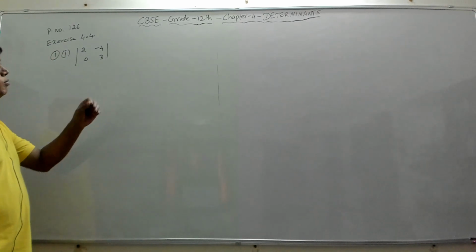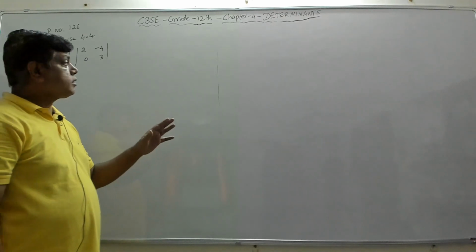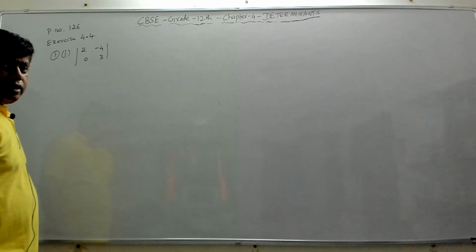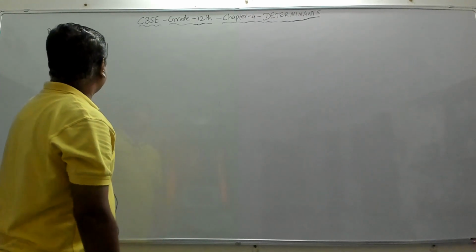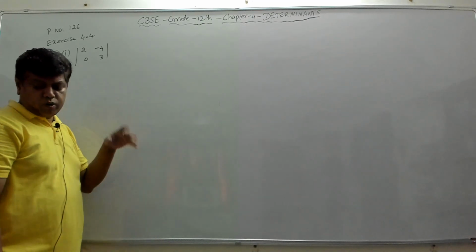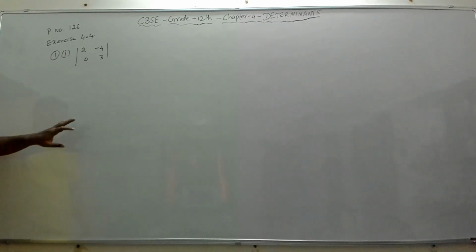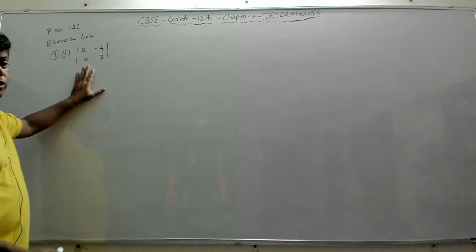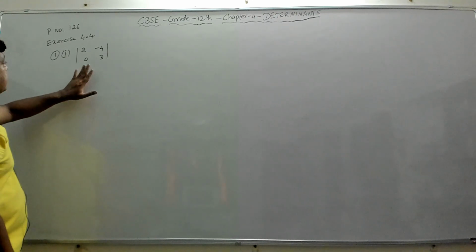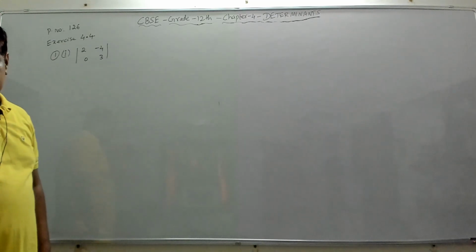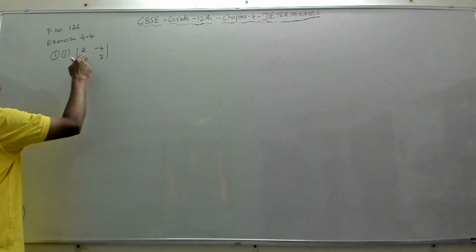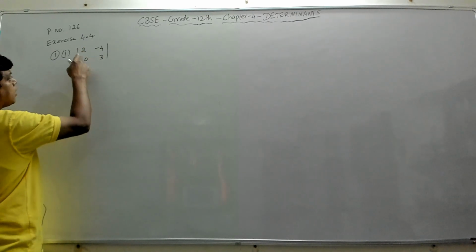In this video, we'll continue with the chapter Determinants, which is the fourth chapter in your 12th standard CBSE mathematics. I'm going to start with Exercise 4.4, first problem, first subdivision. The question is, we have to find the minors and cofactors of all the elements of this determinant. Which means we have to find the minor of all these four elements and the cofactor of all these four elements.